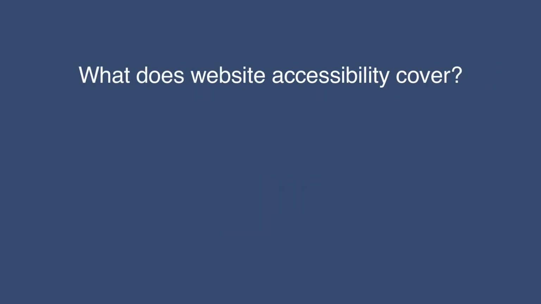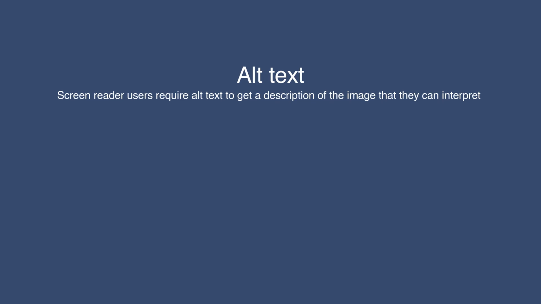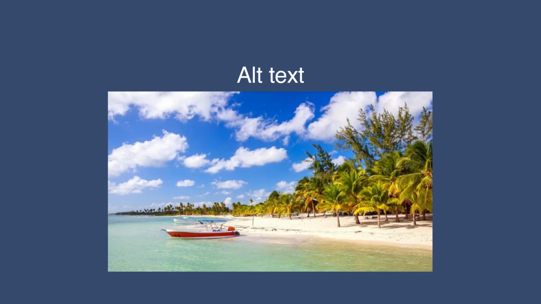What type of things does website accessibility cover? Let's take a look at 3 key areas impacting users who access websites via screen readers. Alt text. Alt text is used on a website to describe the appearance and function of an image. Users who access a website via a screen reader require images to have alt text, so the device can give them an accurate description of the image, which they can then interpret. Imagine you're describing the image over the telephone. This is the text to use for an image's alt text. For this image, the alt text could be set to beach with palm trees and boats in the water.